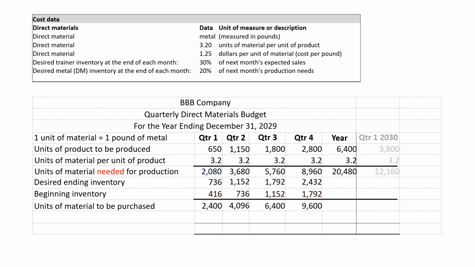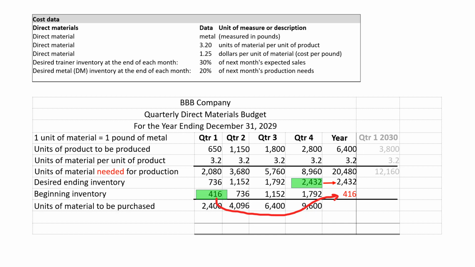It's important to think of the year as a whole. For the year 2029, what is our desired ending inventory? How many pounds of metal do we want to have on hand at the end of the year on December 31st? 2,432 pounds. Since Q4 is the last quarter of the year, Q4's ending inventory is also the ending inventory for the year. For the year 2029, what is the beginning inventory? How many pounds of metal are on hand on January 1st? 416 pounds. Do the math down the year column as you did for each quarter.